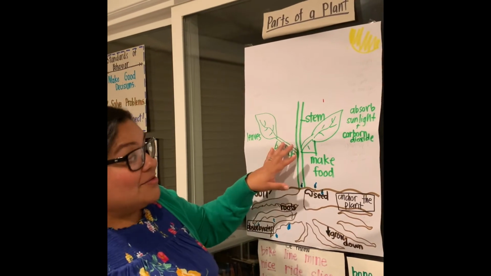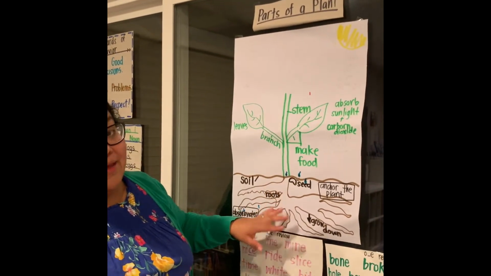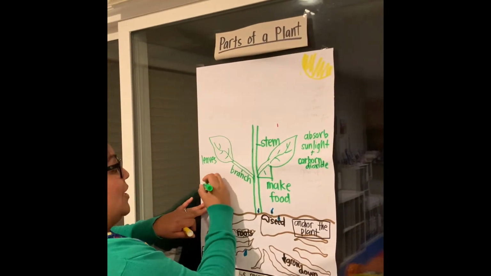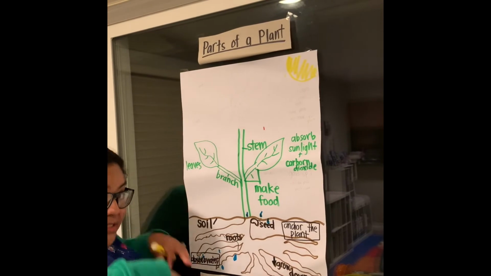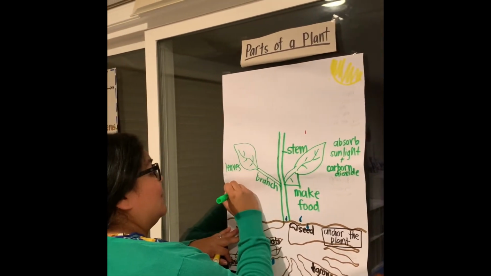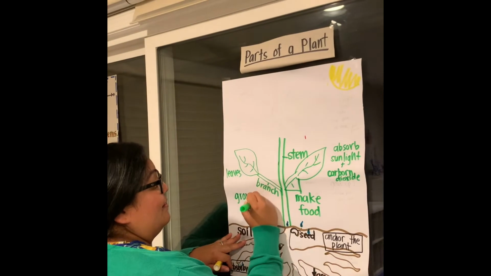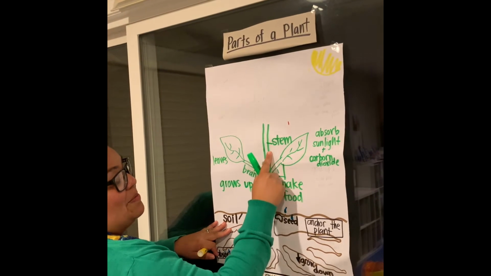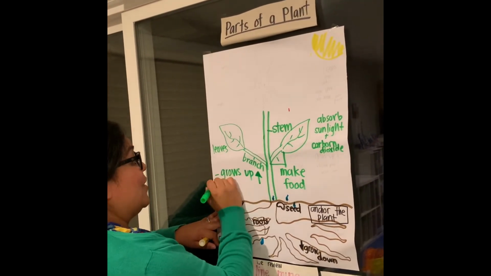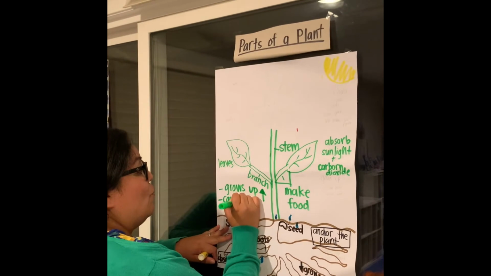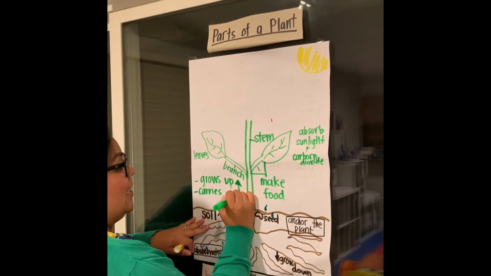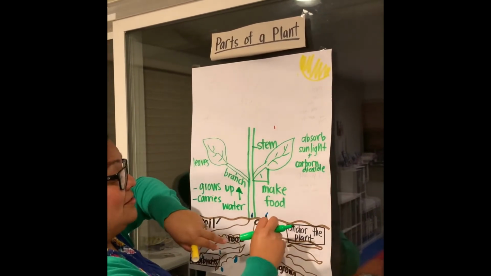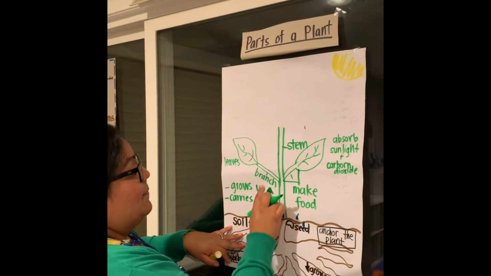Let me tell you something else about your stem and your leaves, okay? Did you know that your stem, just like your roots grow down, grows up? It goes up, up, up, and it gets really, really tall. And it carries water. It carries water to the leaves so that they can make that chemical reaction, okay? So your stem grows up and it carries water.